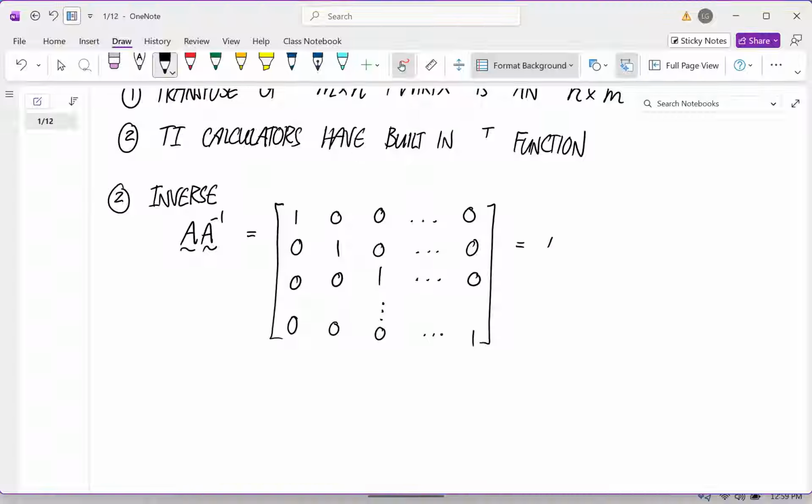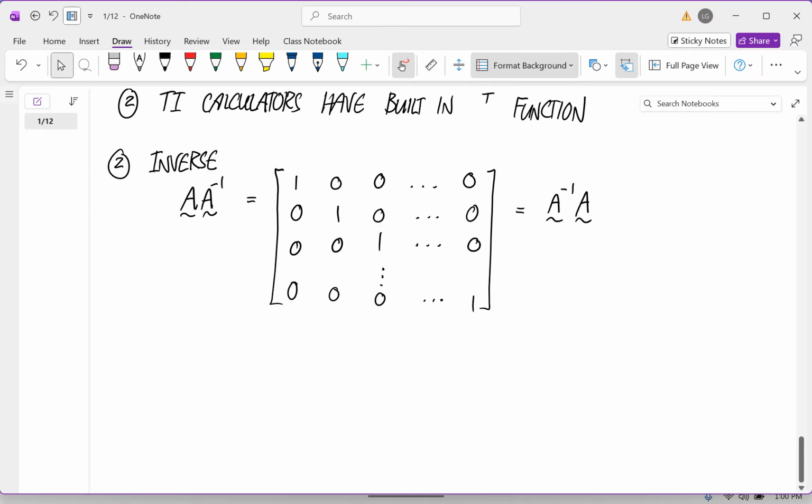And the order doesn't matter for this. So in general, the order of multiplying matrices does matter, but it doesn't matter for this inverse definition. So the inverse times the matrix is also equal to the identity matrix. The inverse and the transpose are not the same thing. There's no reason to think that they would be. So generally, they're not the same.